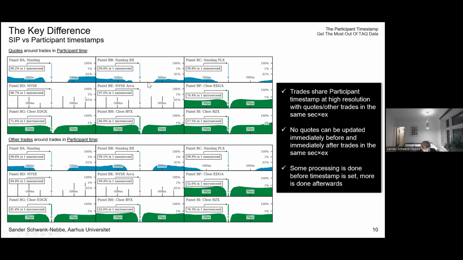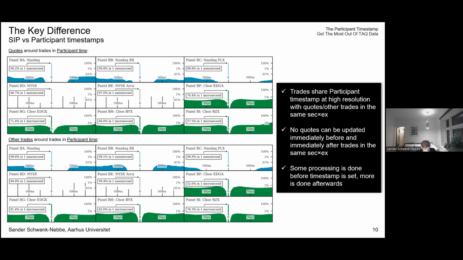The matching engine receives the order, but has to do minor processing before it assigns the participant timestamp, for instance, parsing the message or locking the order book. And only after the timestamp is assigned, the exchange does the heavy lifting, which is to execute the order. So before we look at the clock, we have a little bit of time spent where the book is already locked. So in that time, we cannot do anything else.